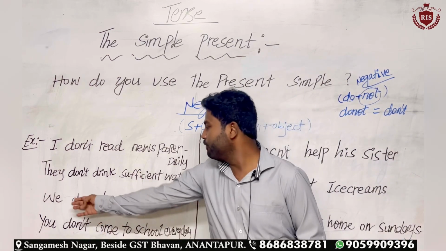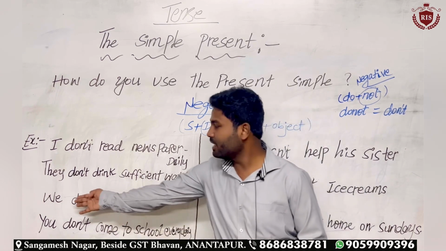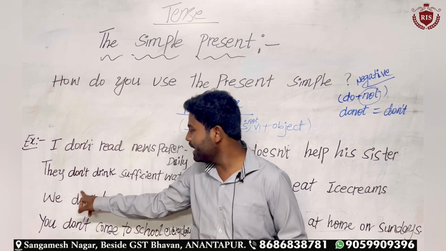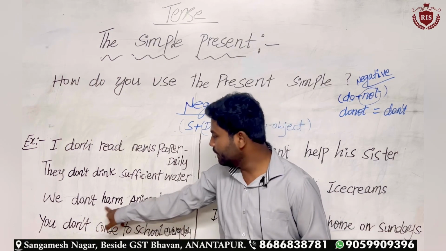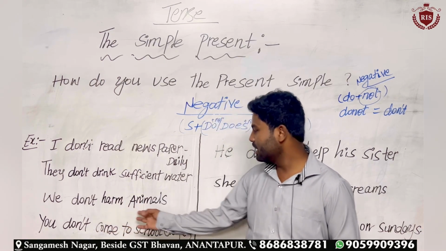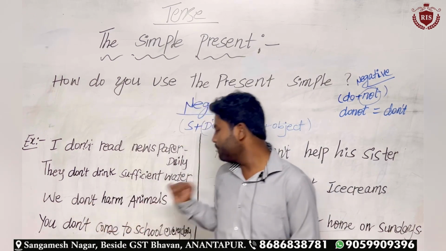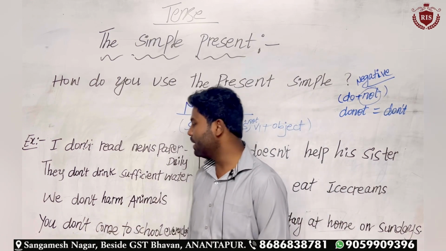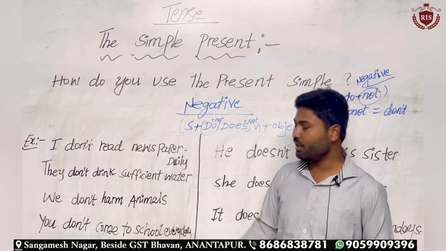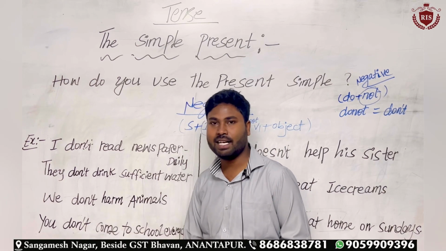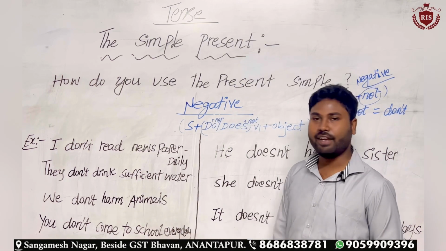And the third one, we don't harm animals. Even here we have taken the pronoun we, the same contracted form, and v1 has been placed here, and the object follows as usual. We don't harm animals is an example. Look at the fourth example. You don't come to school every day. Even for the pronoun you, we use the same contracted form for negative sentences.